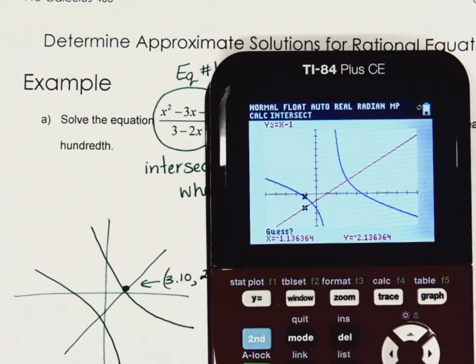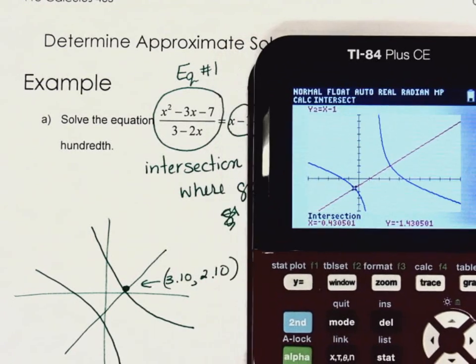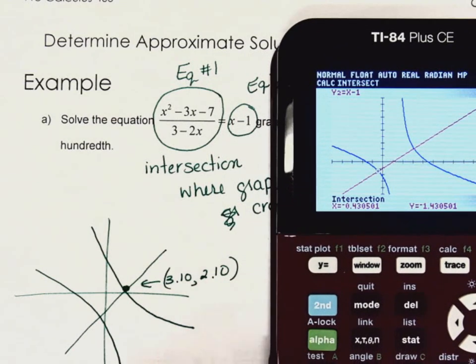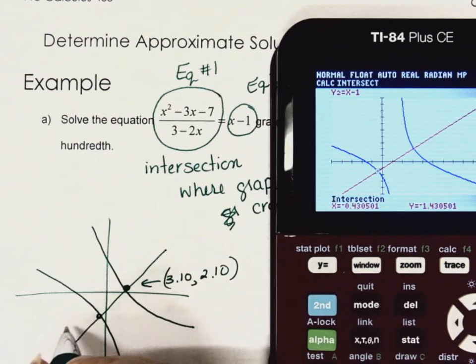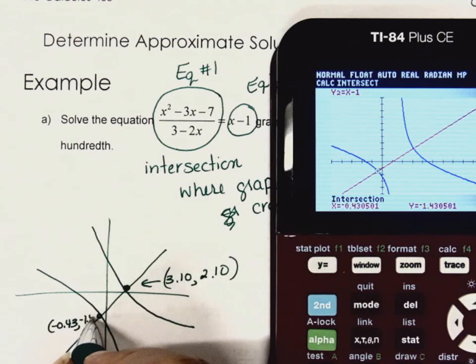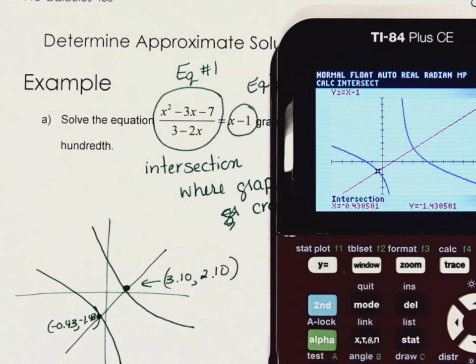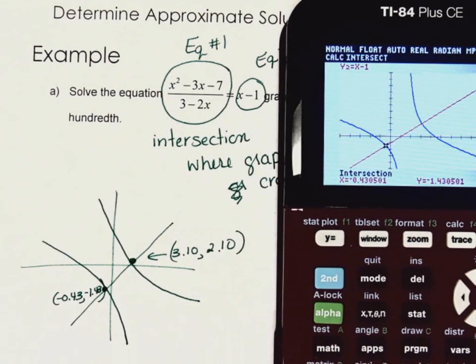Enter, enter, enter. And the point of intersection is negative 0.43 and negative 1.43. Running out of room. Do I care about my y values in the solution? I don't. I really don't.